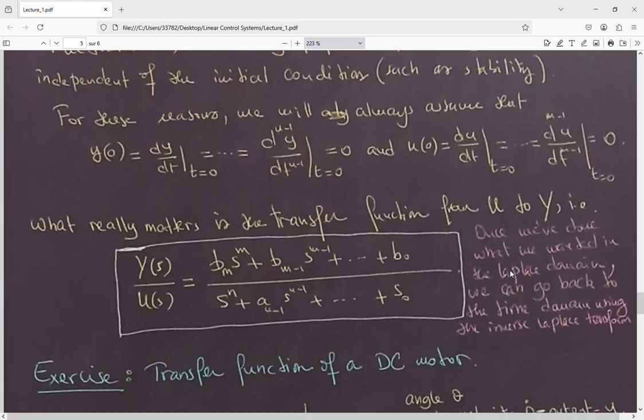So if you suppose initial conditions are always 0, your output over your input is given by this fraction here, which we call the transfer function. At the end, once we did all the analysis that we wanted in the frequency domain, also called the Laplace domain, we can go back to the time domain by something called the inverse Laplace transform.